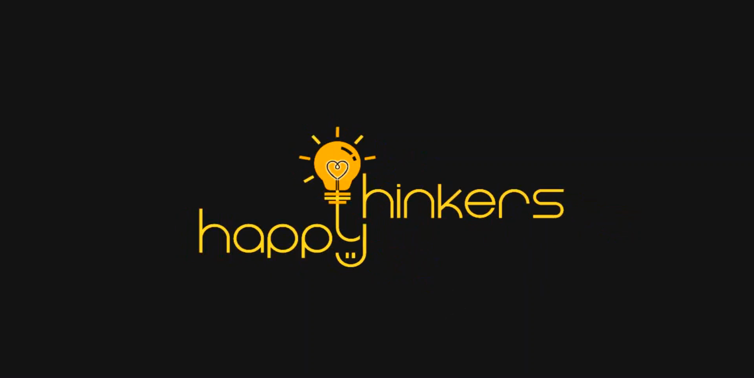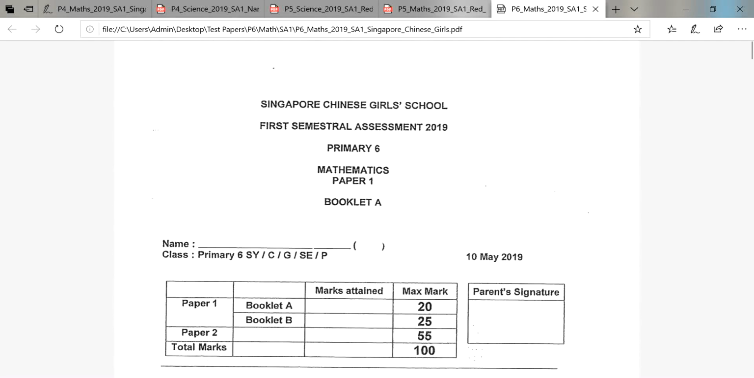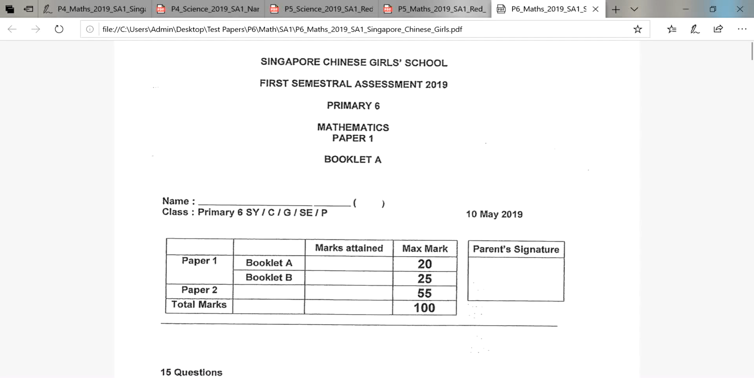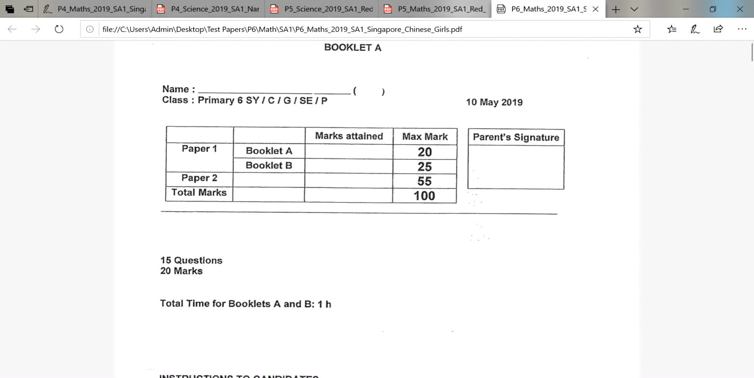This video would be for the primary 6 students who are taking the PSA exams this year. This video will be covering the Singapore Chinese Girls' School first semester assessment from last year, 2019. It is the math paper, and this video will cover booklet A, which is the MCQ section. If you're familiar with your examinations, you should know that for paper 1 you should not be using any calculator.